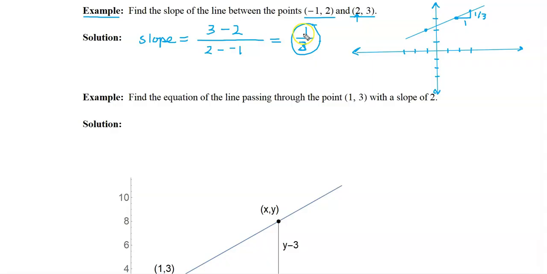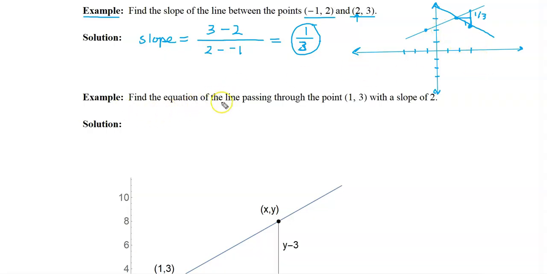If this were a negative number, then we would go down 1/3 to get back on the line, and our line would have looked like this. It would have been leaning in this direction. All lines with negative slopes, remember, lean in a direction like this. Positive slopes lean in a direction like this. Lines with positive slopes are increasing. Lines with negative slopes are decreasing.